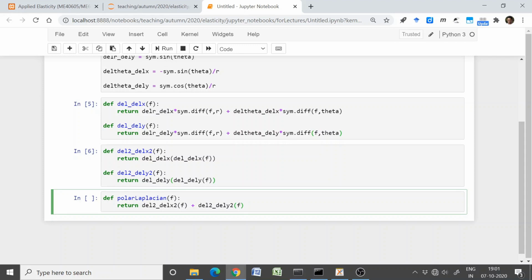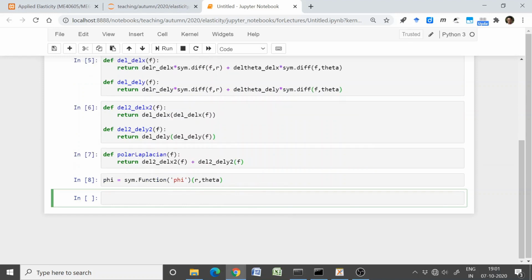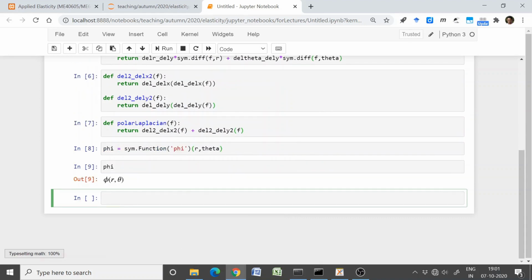So till now we have only defined these things without really looking at the expressions. So let's set up one function. Let's call this phi itself, and let's set it up as a function of r and theta. So that's where we have defined the function. Let's just look at it. Let's type in the name and see.